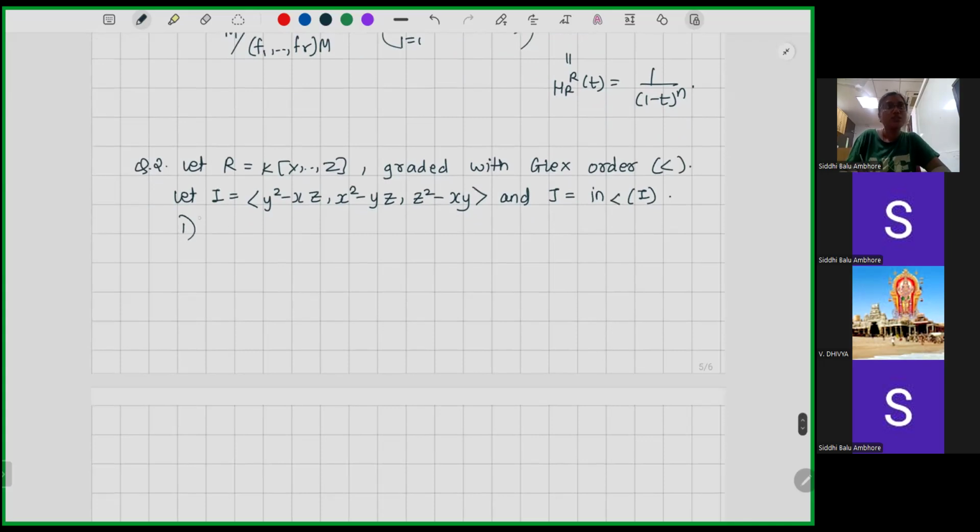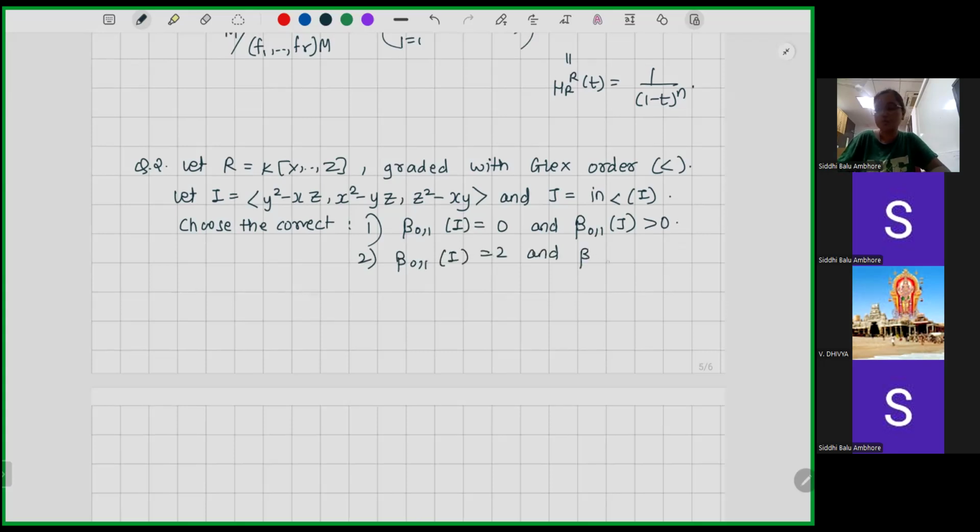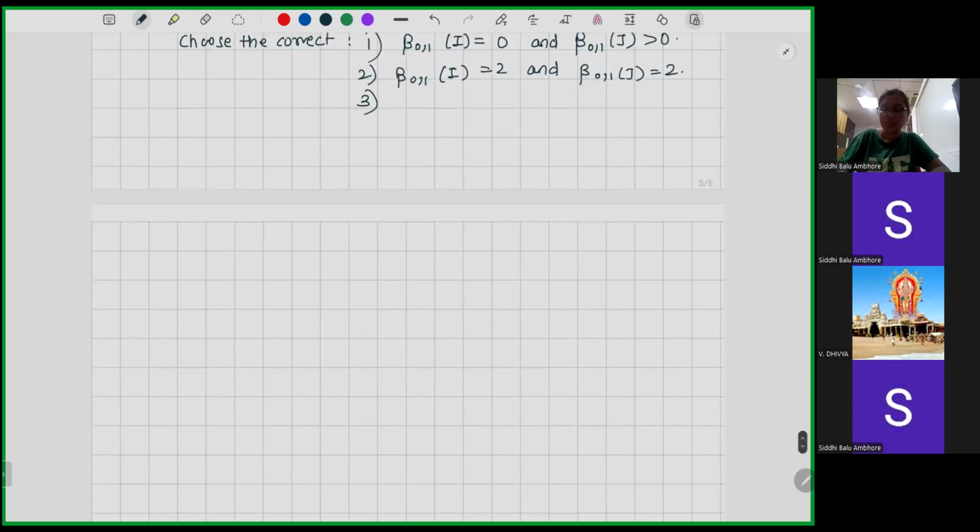Then the question is, choose the correct one. First one is that the graded Betti number beta_{0,1} of I is 0, and beta_{0,1} of J is greater than 0. Second one is beta_{0,1} of I is 2, and beta_{0,1} of J is 2. Third one is beta_{0,2} of I is 3, and beta_{0,3} of J is 1, beta_{0,4} of J is 1.